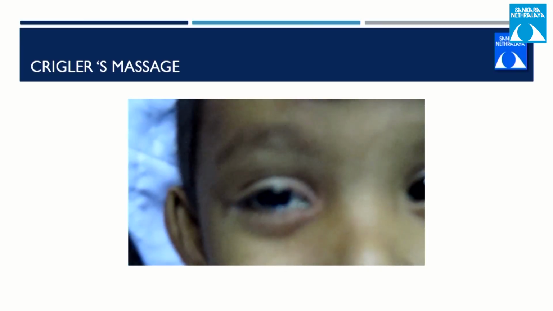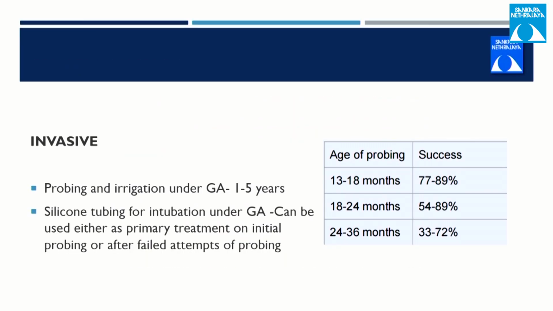Correct? Yeah. You can show the probing. Invasive procedure like probing and irrigation is done under GA within the age of 1 to 5 years. Silicone tubing for intubation under GA can be used as either a primary treatment on initial probing or after failed attempts of probing. So generally we don't put a tube stent for every single patient. If it is an easy probing, only probing is done. If it is a difficult probing, then we put a tube. If the first time the probing has failed, after probing also the mother has to do massage regularly. If they don't do it, again it can stenose back.